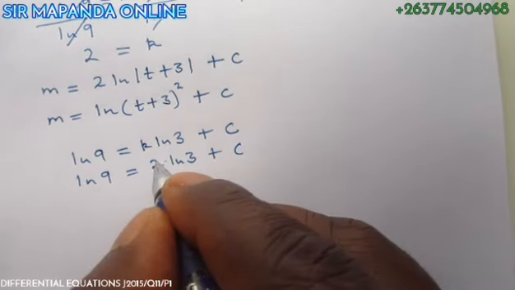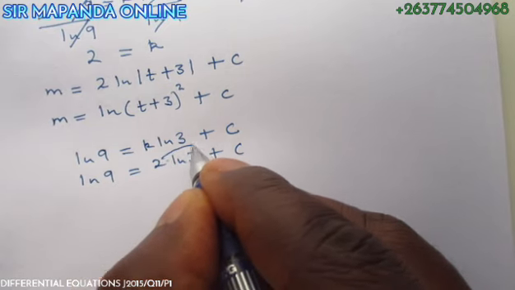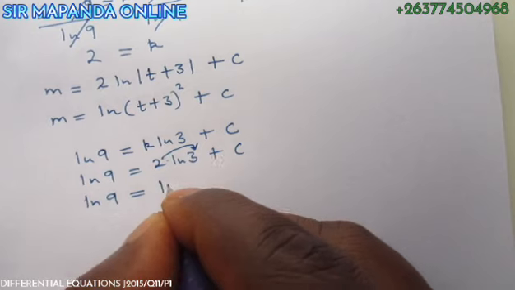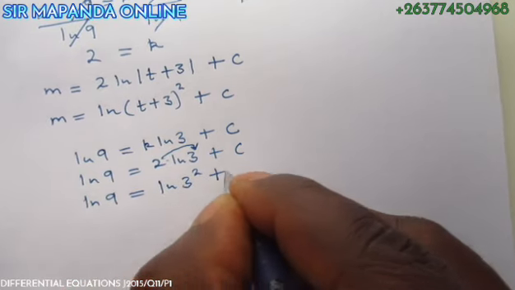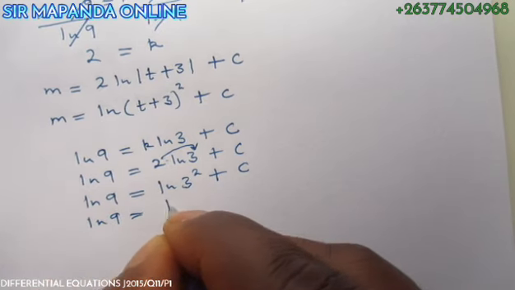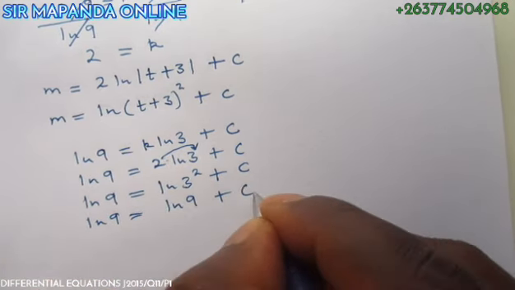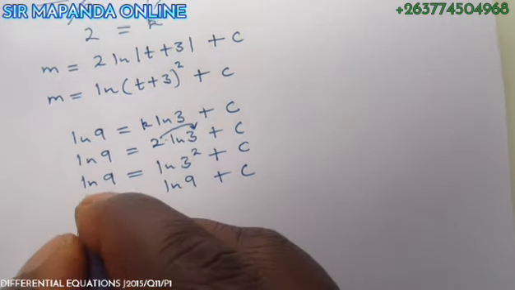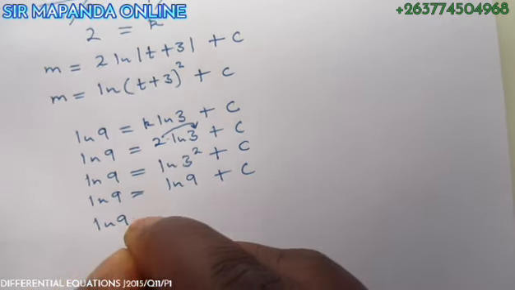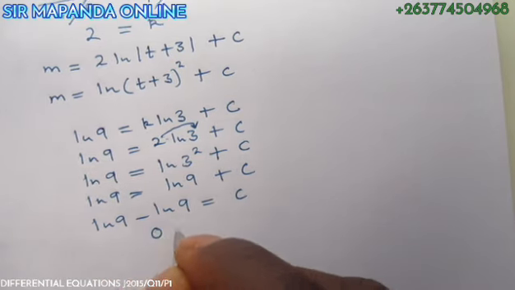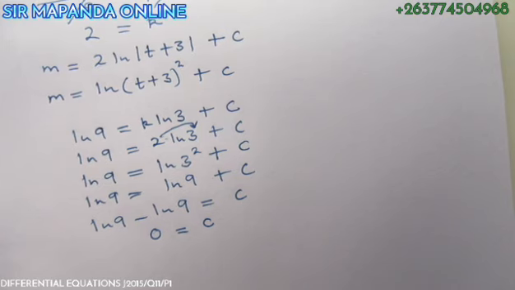Then raise 3 by 2, you get ln 9 equals ln 3 squared plus c. ln 9 equals ln 9 plus c. So collecting like terms, you are now moving ln 9 to the left. You get ln 9 minus ln 9 equals c. So c is equal to 0.